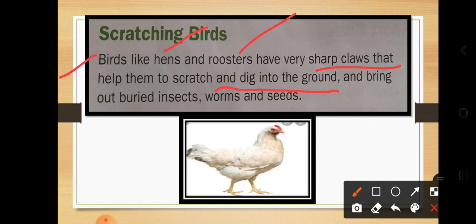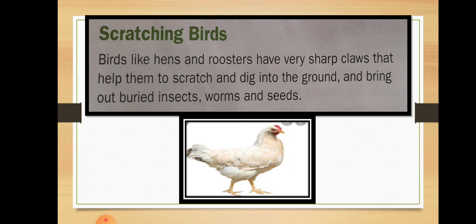So how is it possible? Because of their sharp claws. They are scratching the ground and bringing out buried insects, worms and seeds. So what are they doing? They are eating the seeds and the insects. How? Because they are scratching the ground level. Ground level means where they are living. So these are the scratching type of birds. They have very sharp claws.